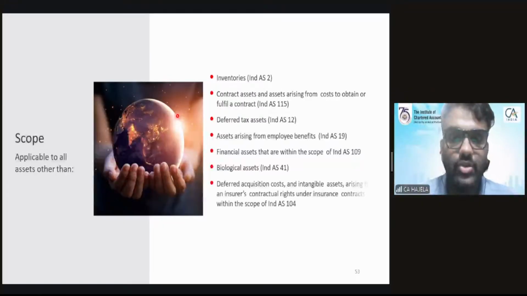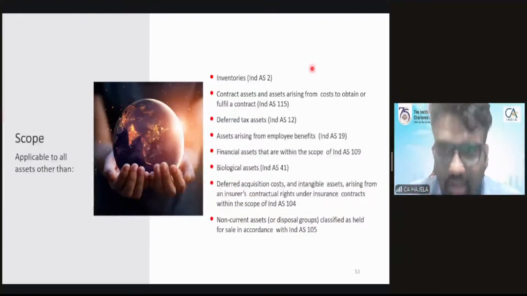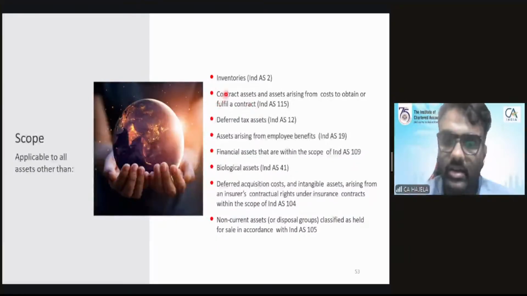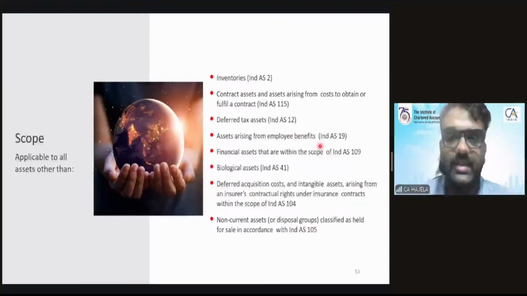So impairment जो है, it is applicable to all the assets except inventory, except contract assets and assets arising from revenue contracts, deferred tax asset. Why are they outside the scope? क्योंकि इनके लिए dedicated standards हैं, उसमें इनका dedicated treatment दिया हुआ है. Employee benefits, financial assets, biological assets.